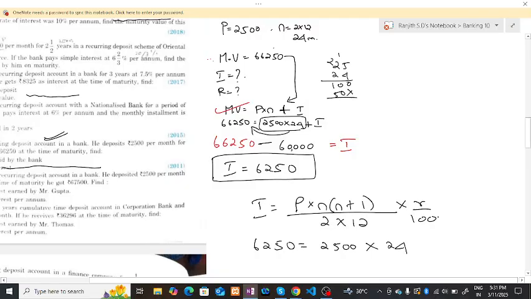And one more thing, students, remember this: n into n plus 1. N is 24, the next number will be 25. You don't have to write 24 plus 1 again. Don't repeat it. Write 24 into 25.